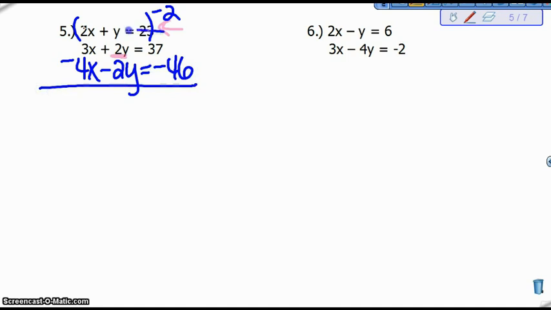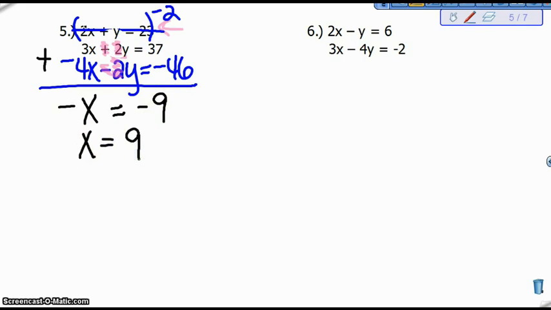Okay, so I'm going to cross out that top equation because I'm done with it. I've changed it to what I need it to be. And now I'm just going to add these two equations together because I see that my y's have the same coefficient, but they're opposite signs. They both have a 2, and one's negative and one's positive. So when we add these together, I get -x is equal to -9, which means x has to be equal to 9.